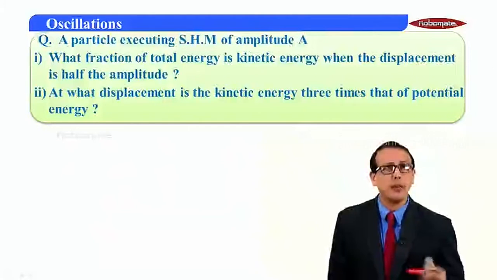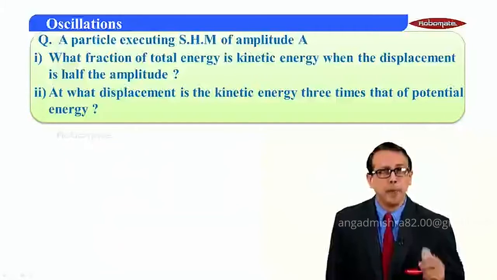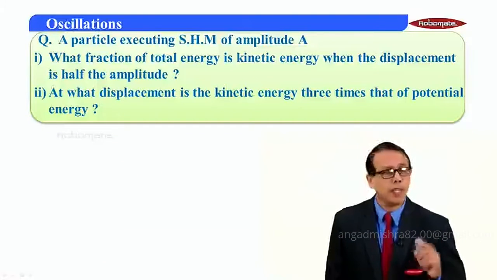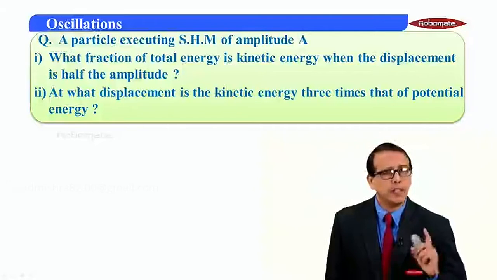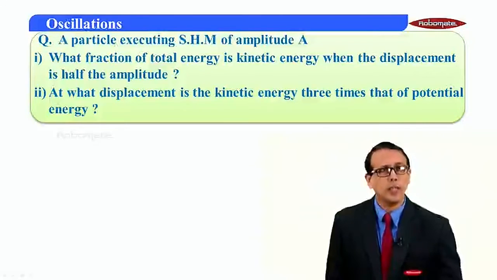Let's see the next numerical, students. A particle executing SHM of amplitude A. What fraction of total energy is kinetic energy when the displacement is half the amplitude? And the second question, at what displacement is the kinetic energy 3 times of potential energy?